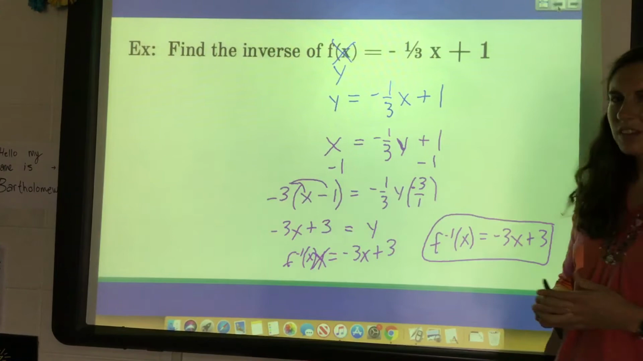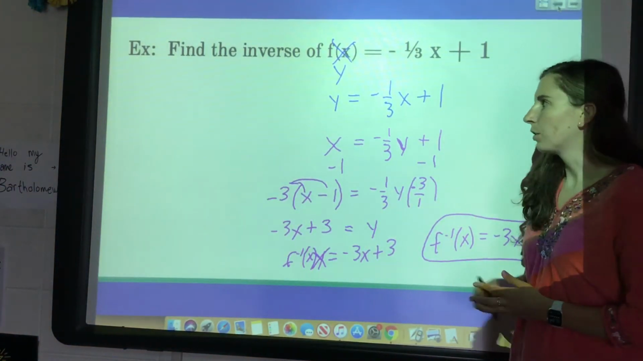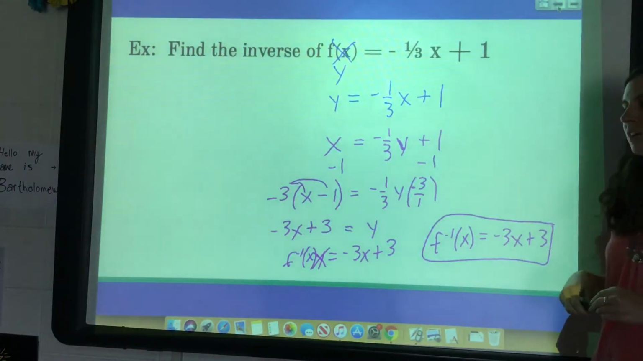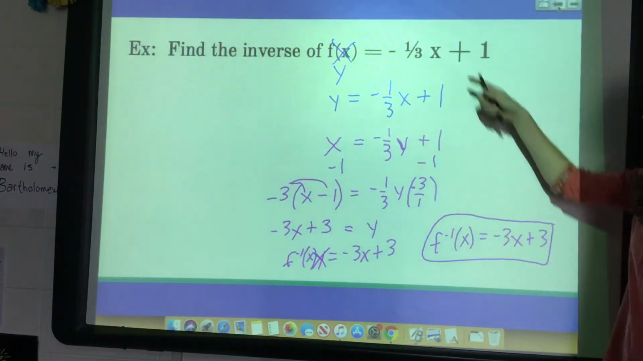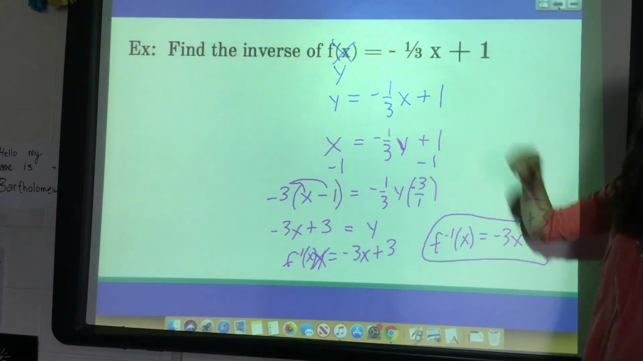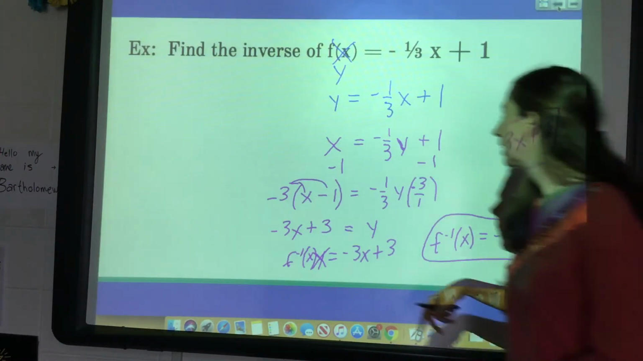So I want to mention one final thing about inverses to bring all this together. So this was the first example we did in the last video about finding inverses. Here was my function f of x, here's the inverse. Notice what happens if we substitute a value in for x, like say 3, I'm just picking a number.